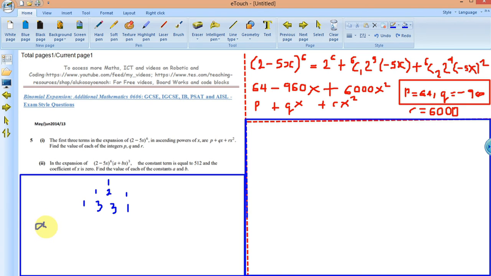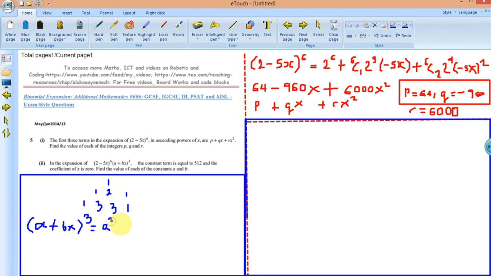Let me just write what I want to do. (a + bx) raised to the power of 3. Okay, so as a is decreasing, then this will be increasing. So the first, you assign a the first power, so times 1. So that is a raised to power 3.